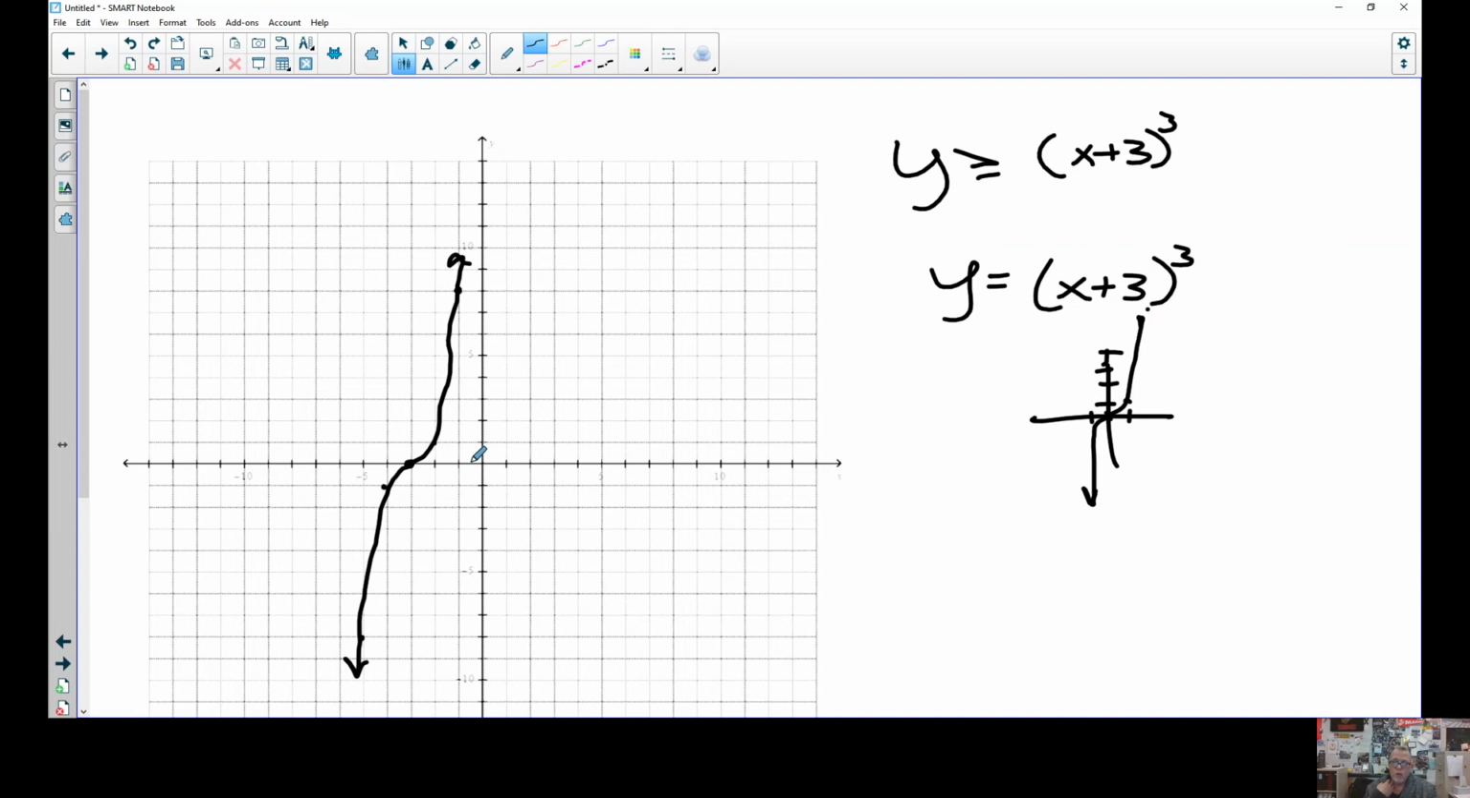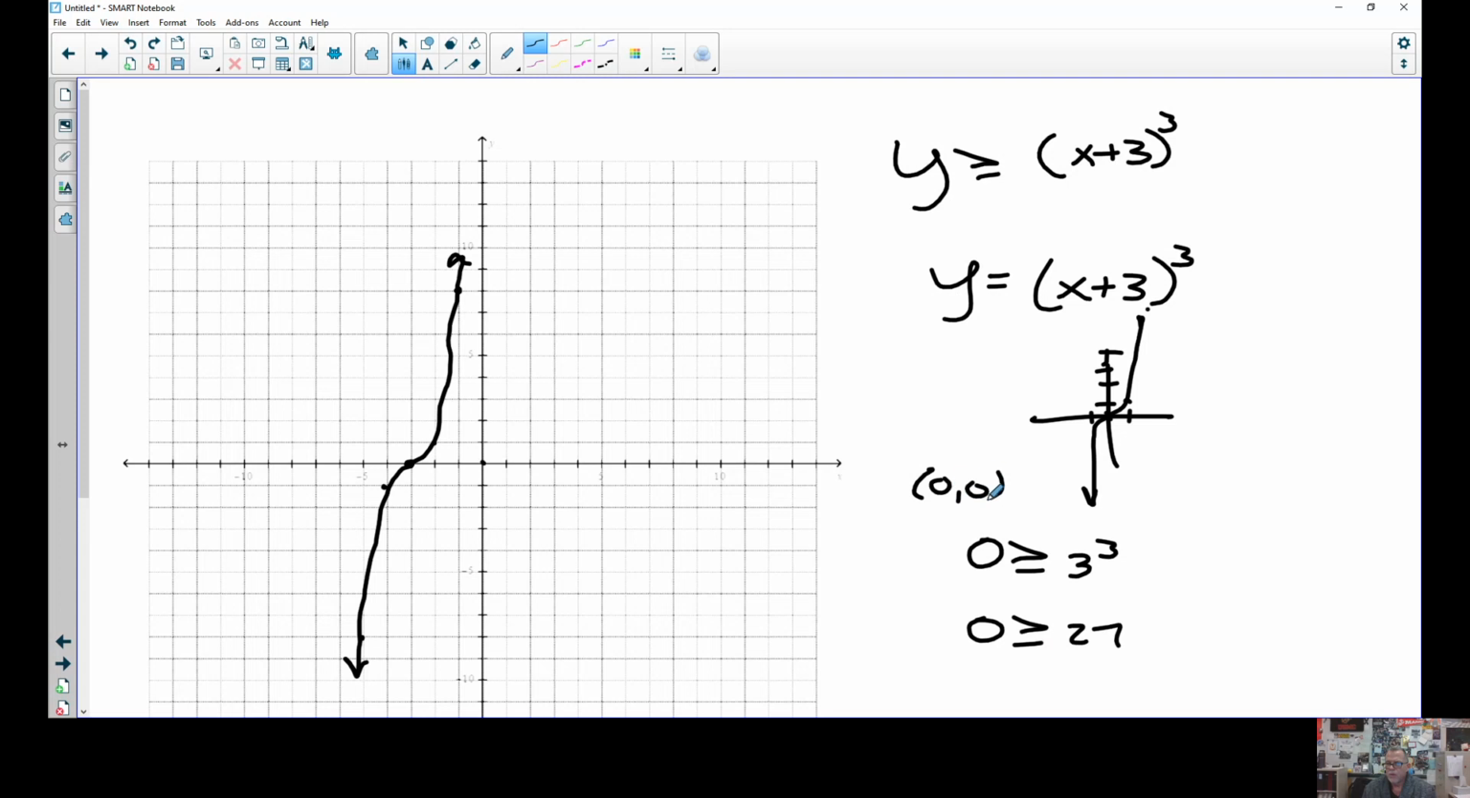And now I have to decide shading. Well, again, this side or that side. So I'm going to pick (0, 0) because I can. Is 0 greater than or equal to 3 cubed? Is 0 greater than or equal to 27? I would say no, right?